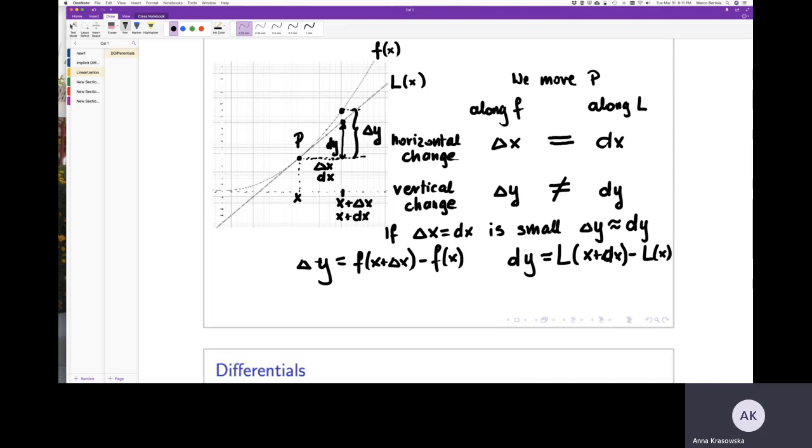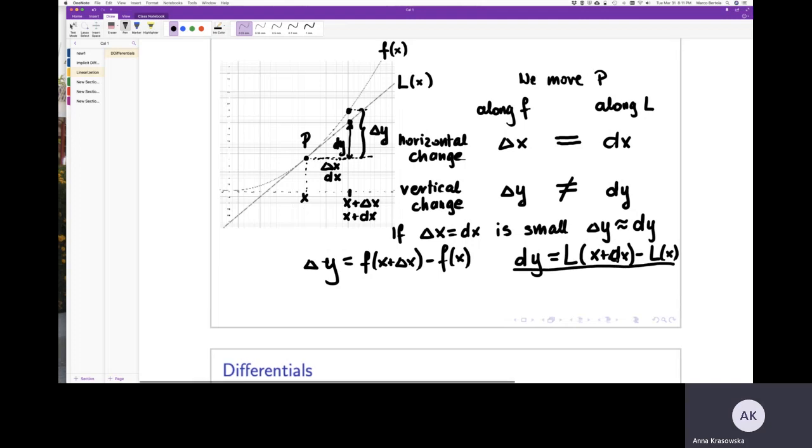How to compute differential? You can see this dy, L of x plus dx minus L of x, you can have it, but that's not the way we usually compute this. To have a different formula, I want you to tell me what is the slope of L? Okay, let us write this. It's m.